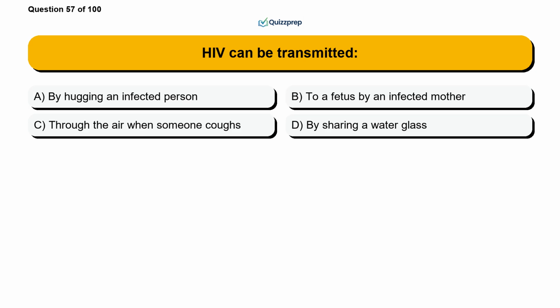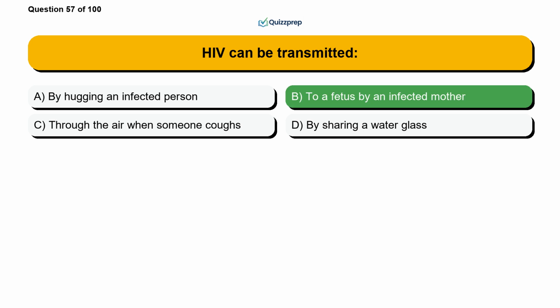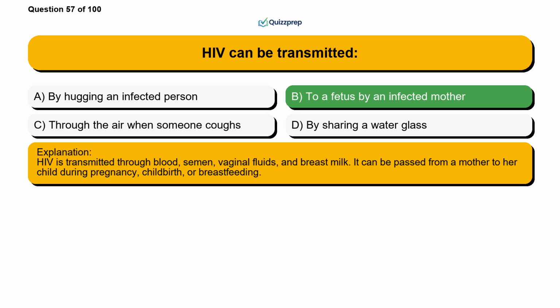Question 57. HIV can be transmitted. Option A, by hugging an infected person. Option B, to a fetus by an infected mother. Option C, through the air when someone coughs. Option D, by sharing a water glass. The correct answer is option B, to a fetus by an infected mother. HIV is transmitted through blood, semen, vaginal fluids, and breast milk. It can be passed from a mother to her child during pregnancy, childbirth, or breastfeeding.